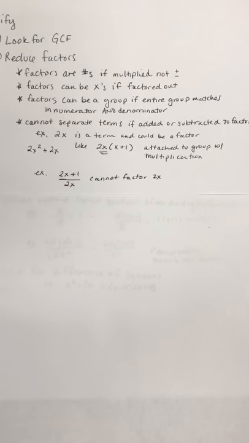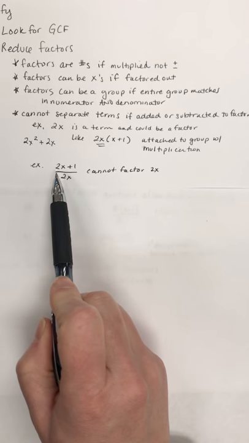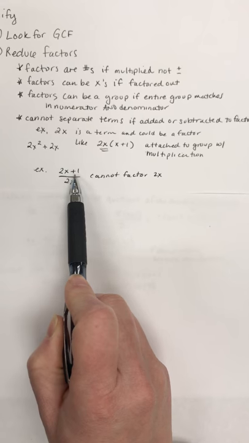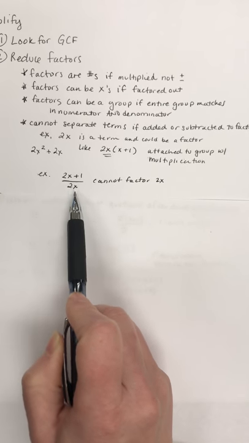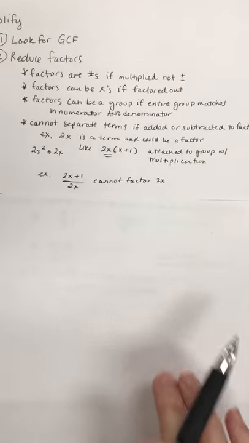But if 2x is attached with addition or subtraction, then you can't factor it out. So for example, if you had 2x plus 1, the 2x is attached to the 1 with addition. You can't just cross the 2x's out. That's not allowed. Do not do that.